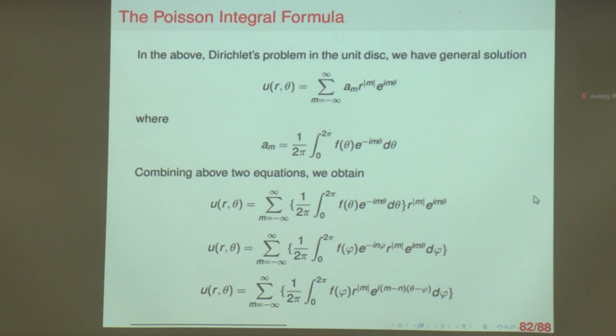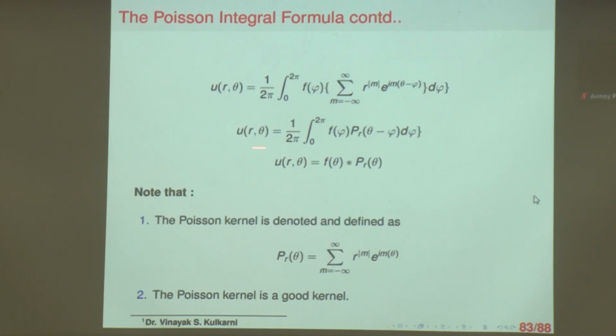The corresponding equation I can rewrite in the form of a convolution of two functions, where f is the initial condition, and the remaining kernel, this summation, is nothing but the Poisson kernel: the sum over m from minus infinity to plus infinity of r to the power mod m e to the power i m (theta minus phi). This represents P_r, where P_r is the Poisson kernel. What is the Poisson kernel? For your better understanding, I have written the definition over here: P_r(theta) is the infinite summation over m from minus infinity to plus infinity of r to the power mod m e to the power i m theta. This is the Poisson kernel.